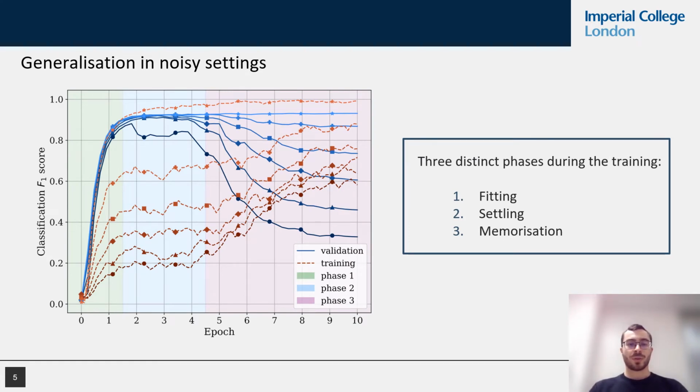On the left here, we can see the training and validation performance during BERT fine-tuning. From this plot, we can see how the training can be divided into 3 very distinct phases. The fitting phase, where the model learns to generalize and where it learns simple patterns that explain a large portion of the data. Here, both training and validation performance rise very quickly.